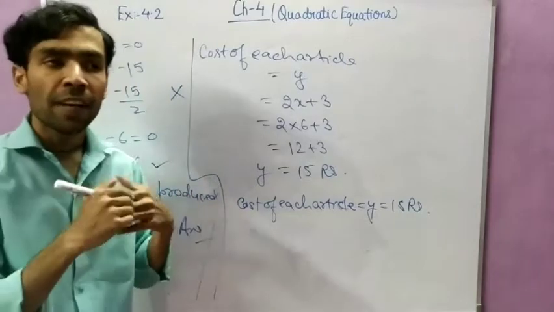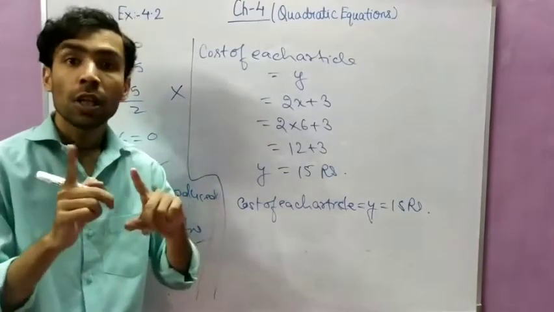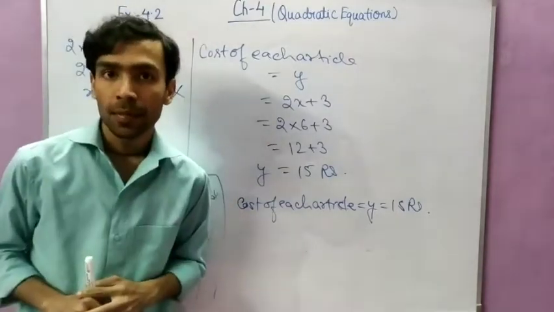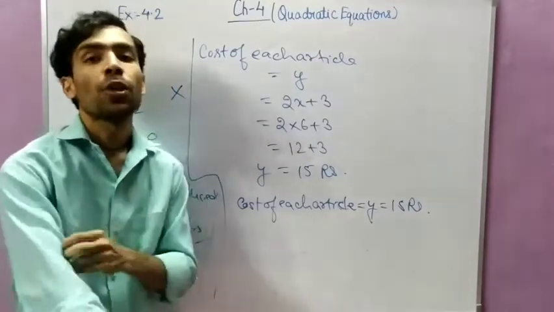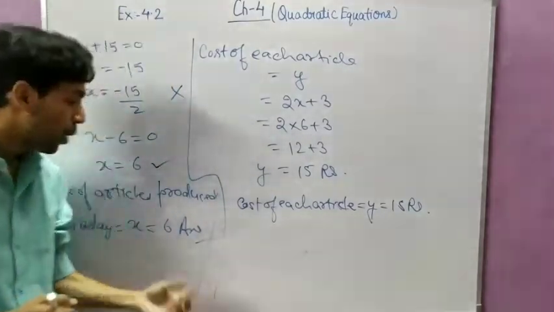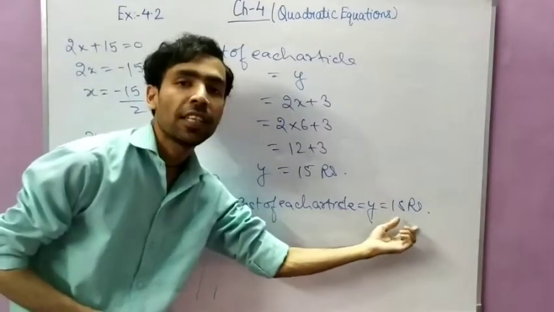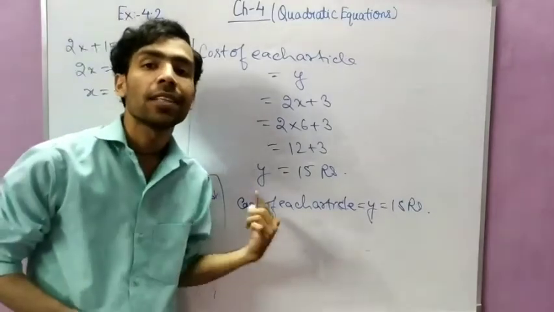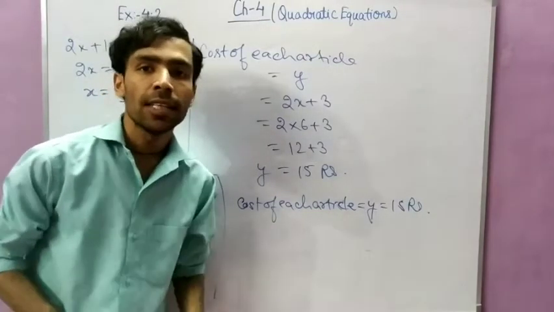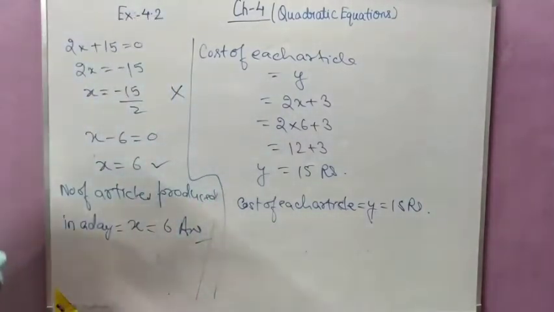Now you can verify your answer also. See, the total cost of production was 90. And I told you the total cost of production is nothing but the product of x into y. So x is 6 and y is 15. So when these two are multiplied, how much will you get? You will get 90. So it means our answer is correct. So now note down this.